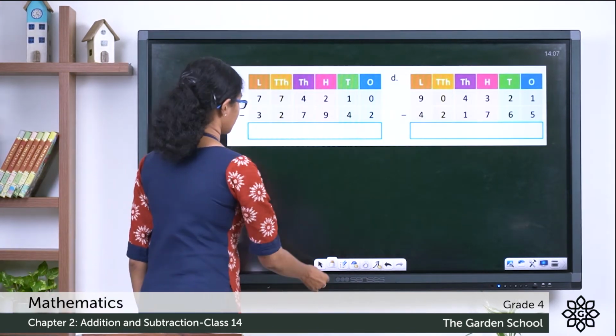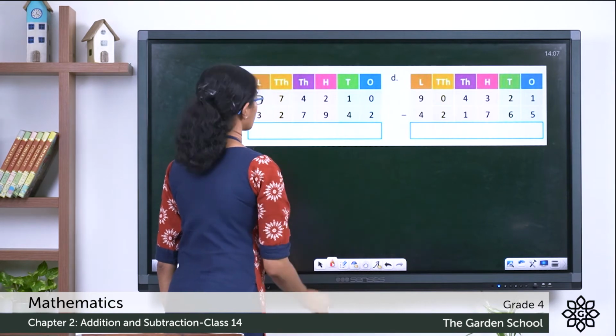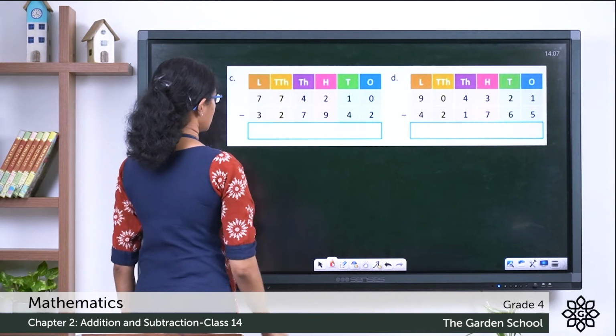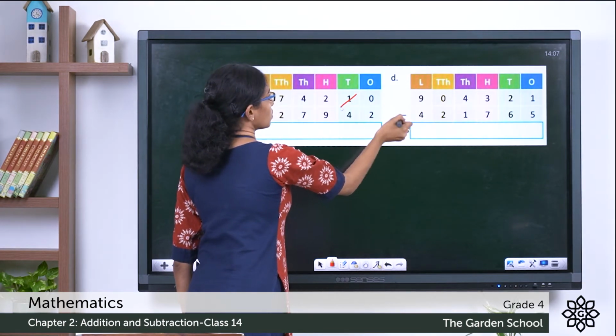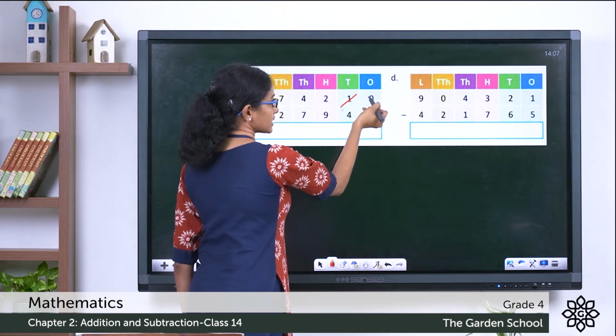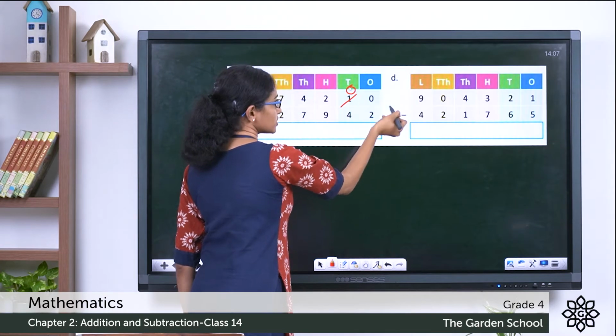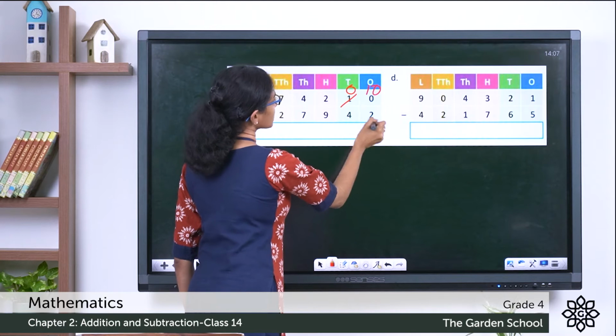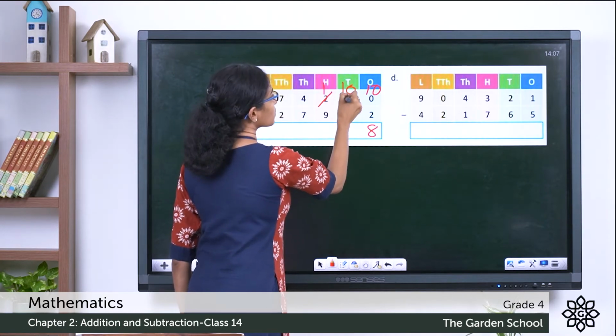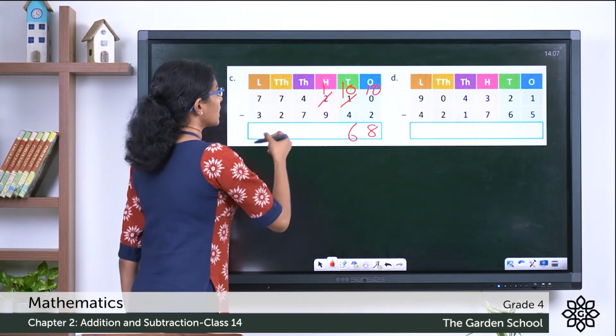Now question C. In question C, again we have to regroup the numbers. We are borrowing 110 from the tens place. So here becomes 0 and here it becomes 10. 10 minus 2 it is 8. Now again we have to borrow. So this is 6.